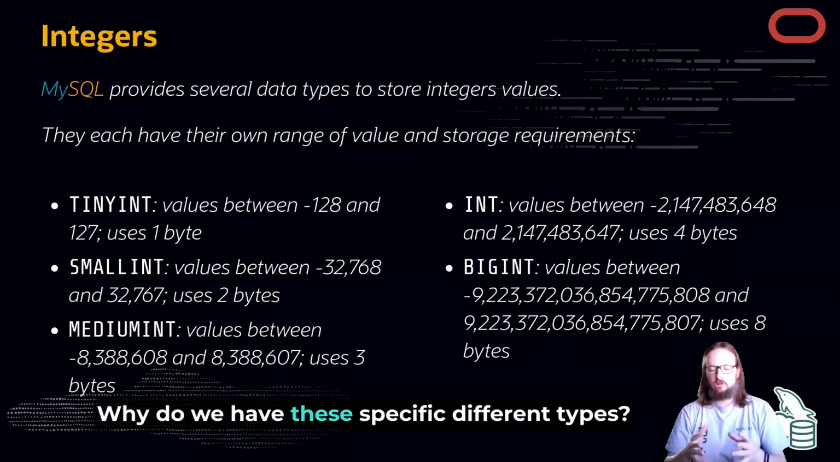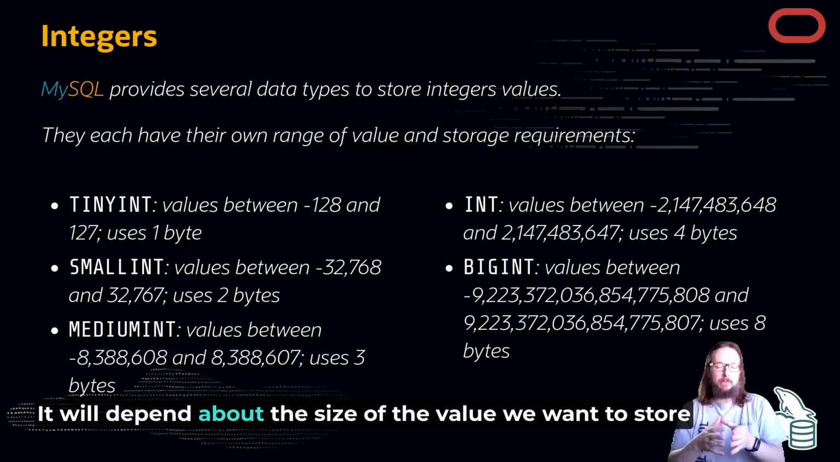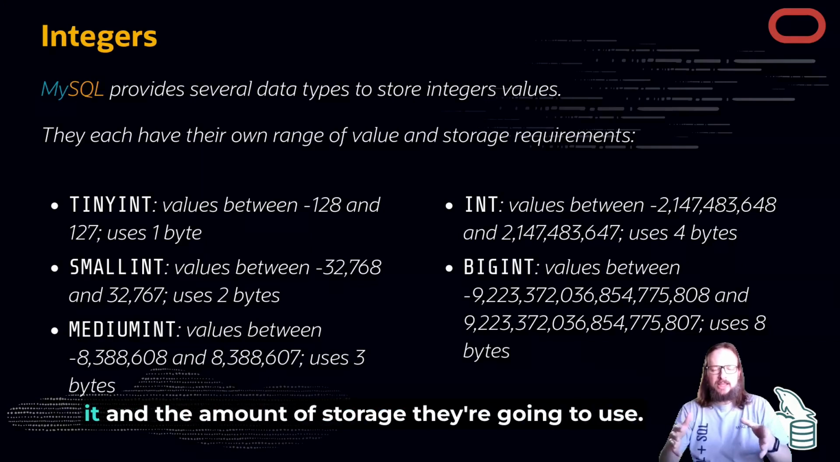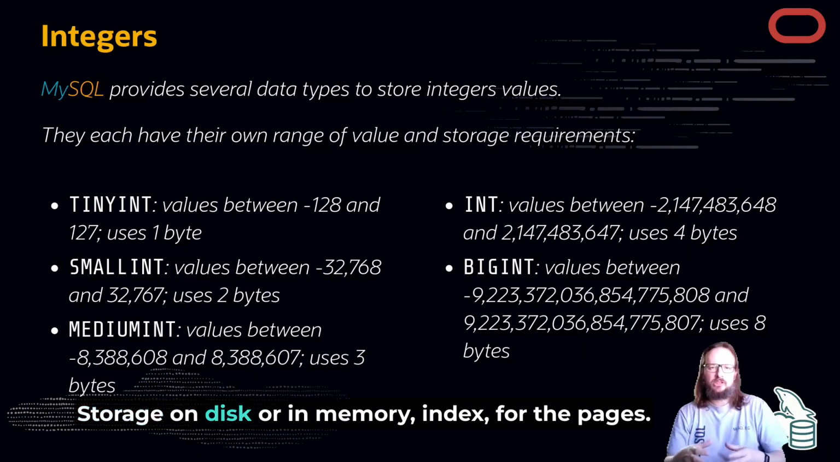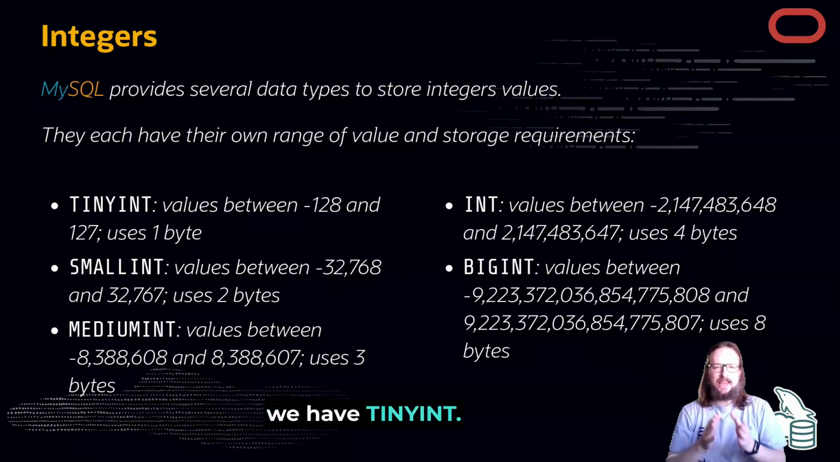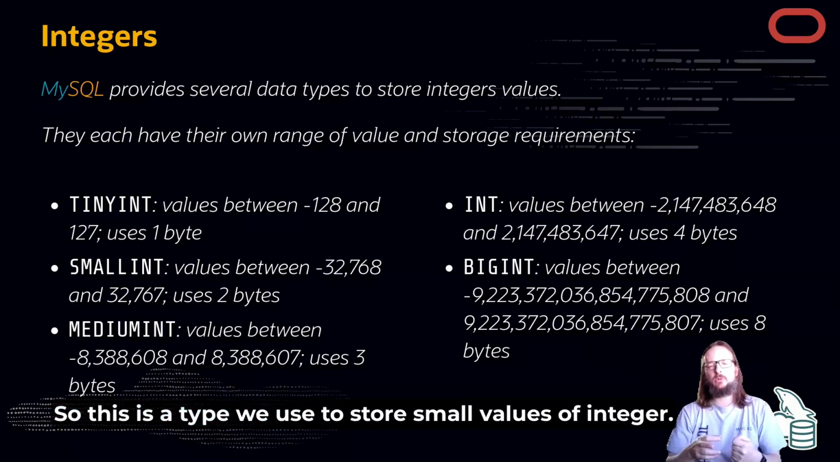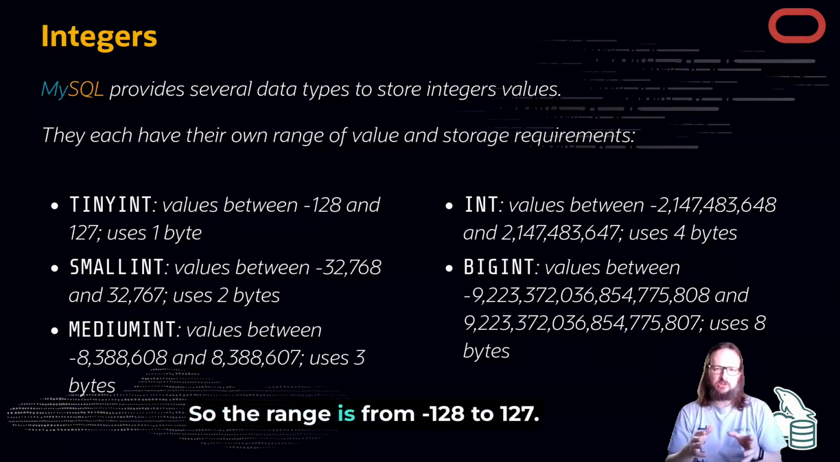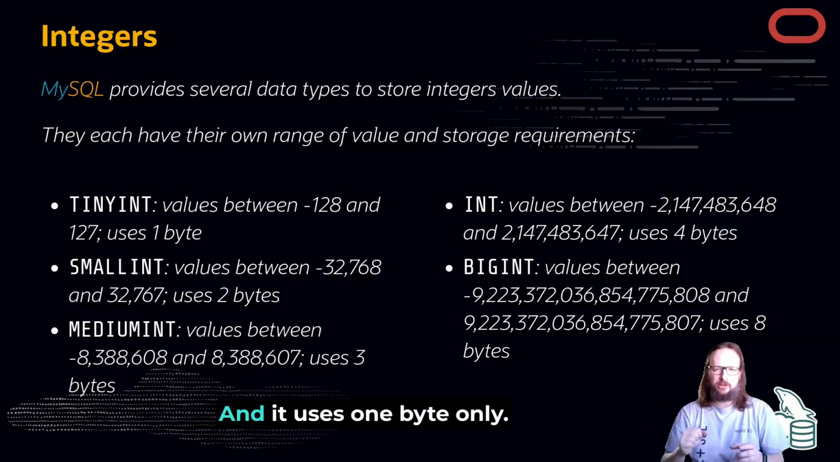Why do we have these specific different types? It will depend on the size of the value we want to store and the amount of storage they're going to use, storage on disk or in memory, index for the pages, right? So in MySQL, to store these integers, we have tinyint. This is a type we use to store small integer values. The range is from minus 128 to 127, and it uses 1 byte only.